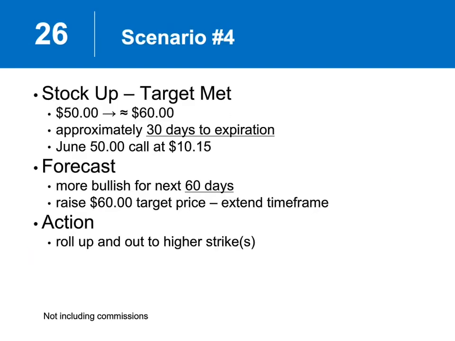Scenario 4. Stock up, target met. About 30 days left to expiration. So again, this is one hot stock. We started with 60 days. In 30 days, the stock's going from 50 to 60. And once again, we've got a forecast here where we're more bullish over the next 60 days. So we decide again to raise our $60 price target and extend the time frame. So we're not just rolling up, we're rolling up and out in this particular scenario. So let's take a look.